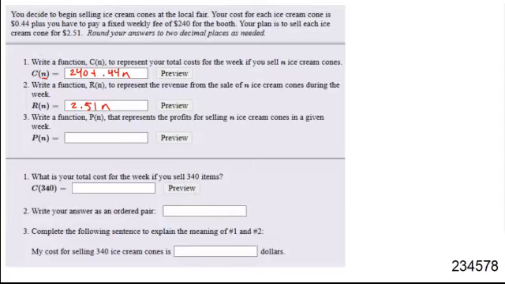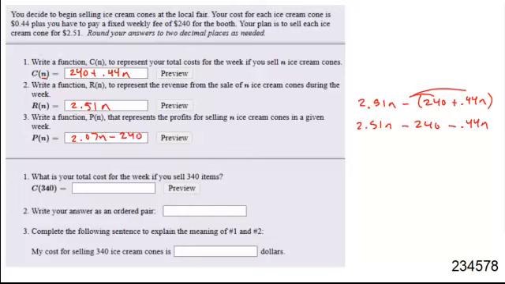Okay, which means if you want to find what the total profit's going to be, the profit is going to be your revenue, 2.51n, minus your cost, 240 plus 0.44n. And so if we combine those into one equation, distribute our negative, so 251n minus 240 minus 44n, that gives you $2.07 per n minus 240, and that would be your total profit. Right? It's your revenue minus the costs.